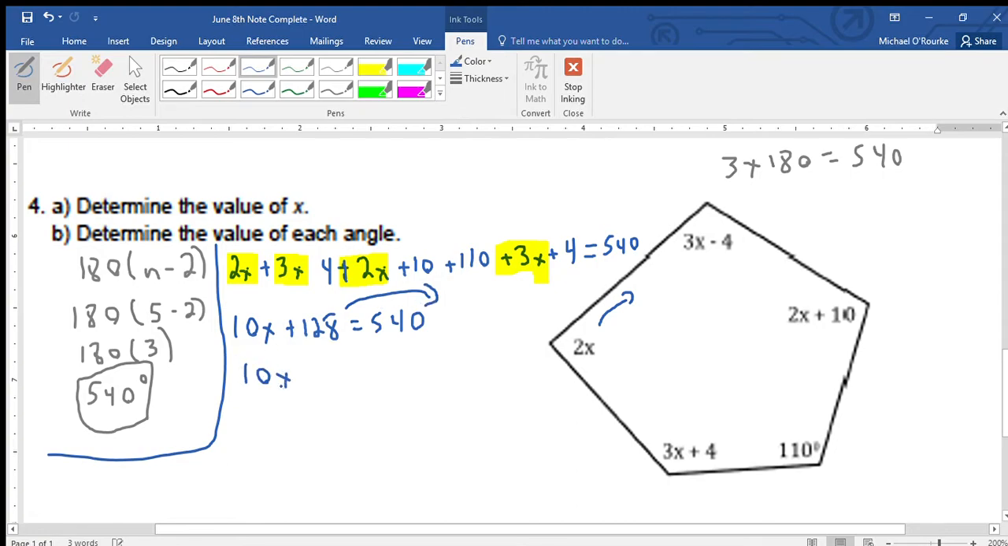Move that over. And then we get 10x equals 540. So we have 412. And divide by 10, divide by 10. X equals 41.2. That's another ugly number.